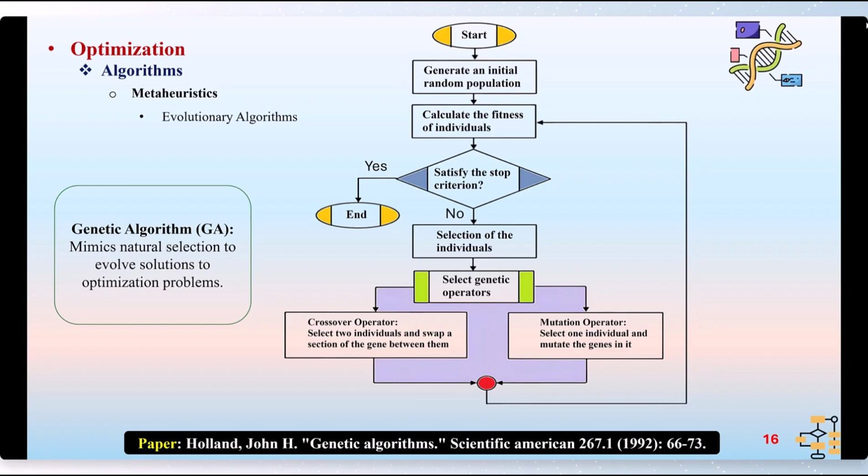One of them is the genetic algorithm. Genetic algorithm mimics natural selection to evolve solutions to optimization problems. On the right, you can find a flowchart of the genetic algorithm. Also, in the caption, you can find the paper related to it. Two main operators in the genetic algorithm are crossover and mutation.